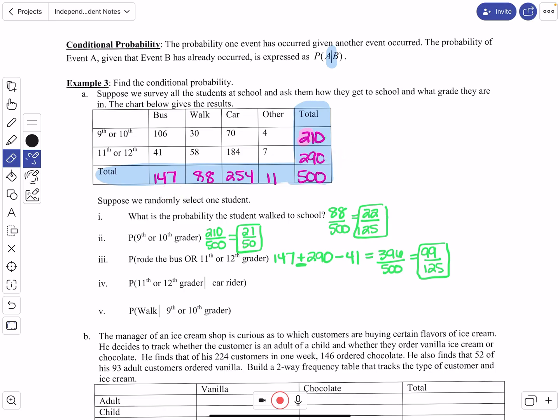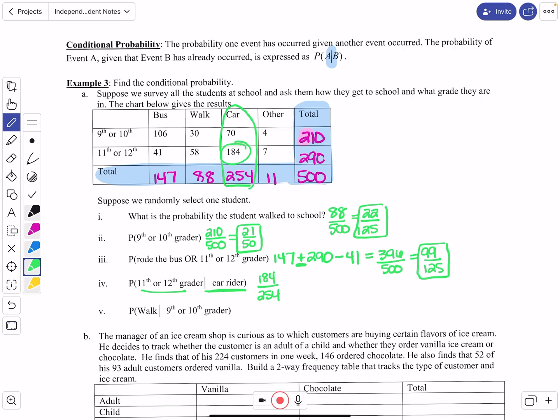All right. Now, we get into the given stuff. Probability that they're an 11th or 12th grader given that they are a car rider. Whatever the given is, that is your bottom number because we're getting a little more specific. It's not going to be over the grand total anymore. Given that they are a car rider, it's kind of like we're looking in this column right here. Okay? So our bottom number is 254, and the 11th or 12th grader, that's the number that goes on top. So 184 over 254, and now we reduce that fraction. So that's going to be 92 over 127.